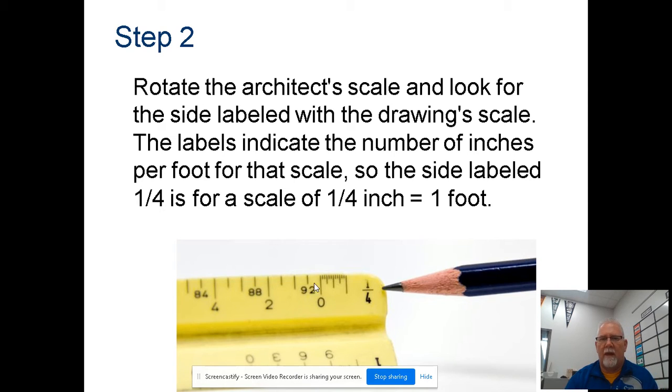The labels indicate the number of inches per foot for that scale. So the side labeled 1/4 is the scale 1/4 of an inch. 1/4 inch is equal to a foot. All right, let's move on.